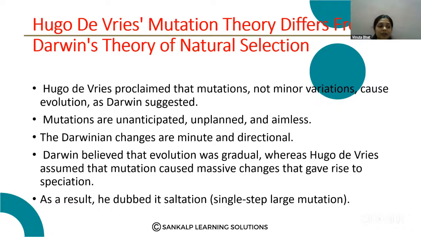So the changes that Darwin observed in the organisms are minute and directional. Darwin believed that evolution was gradual, whereas Hugo de Vries assumed that mutation caused massive changes that gave rise to speciation.